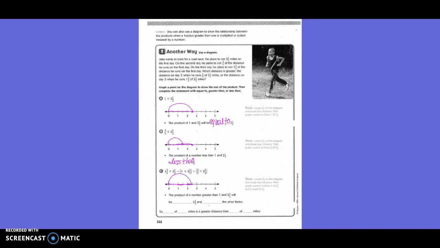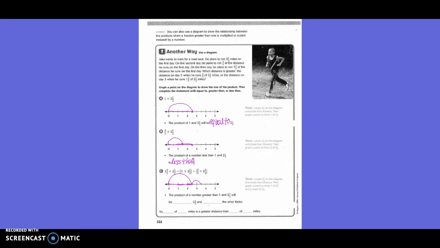Now they want 1 2/5. So we know we have to jump another 1. So that would be at least to the 3, and then would it be a little bit past the 3? Yes. So we would jump clear over to here.